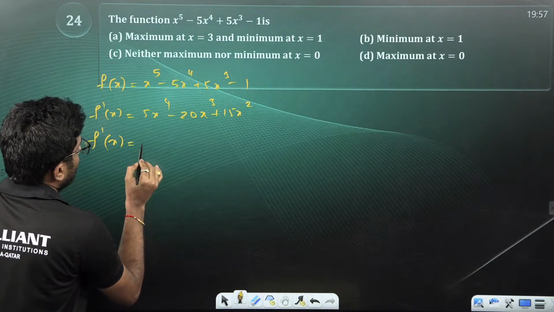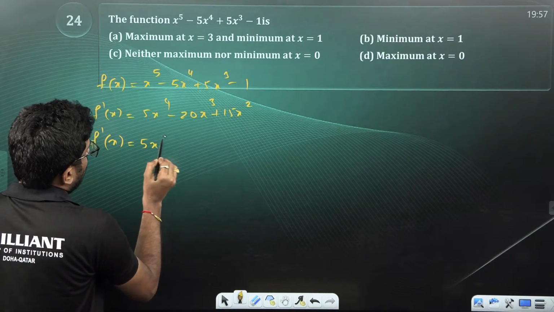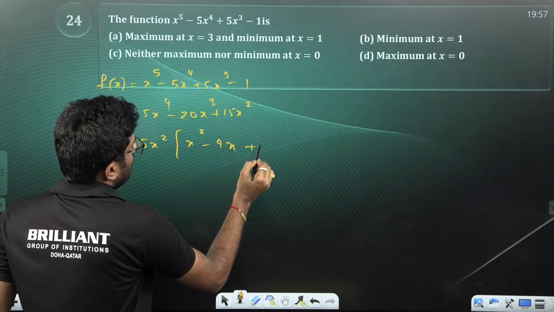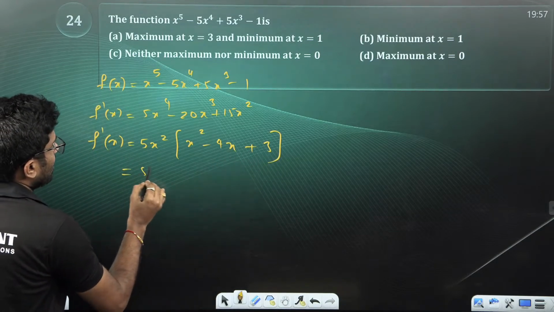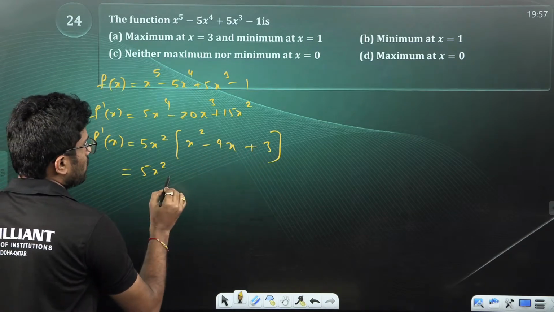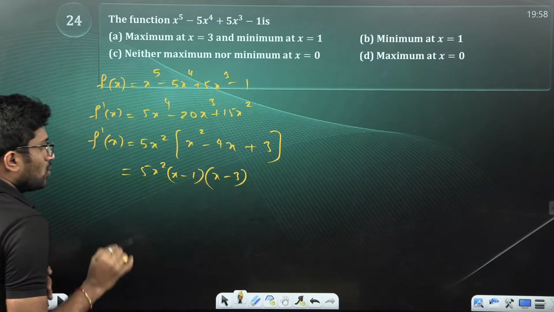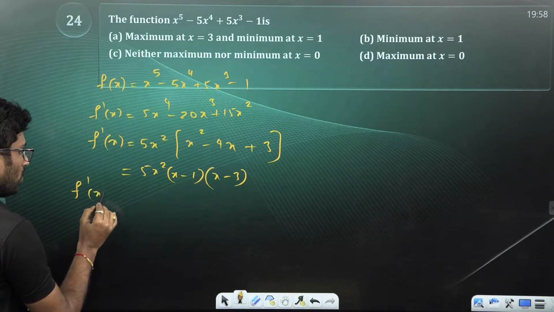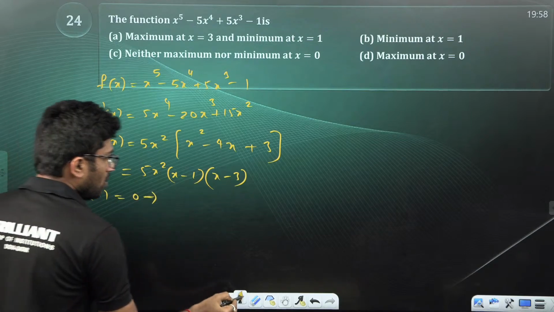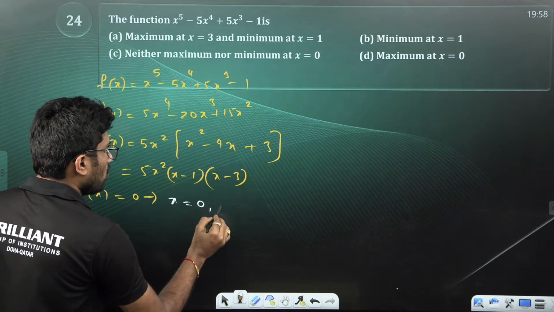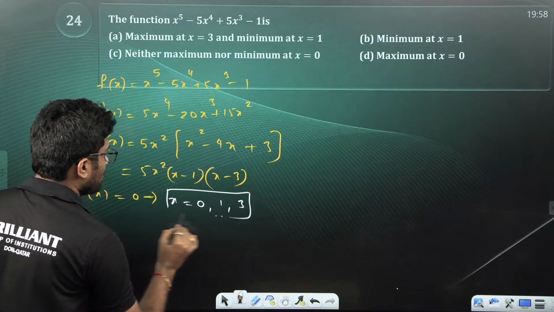What can be taken common? 5x square can be taken common. Then you get x square minus 4x plus 3. This can be factorized as 5x square into x minus 1 into x minus 3. So if you equate it to 0, guys, what are the critical points that you got? x is equal to 0, 1 and 3. Three critical points you got.